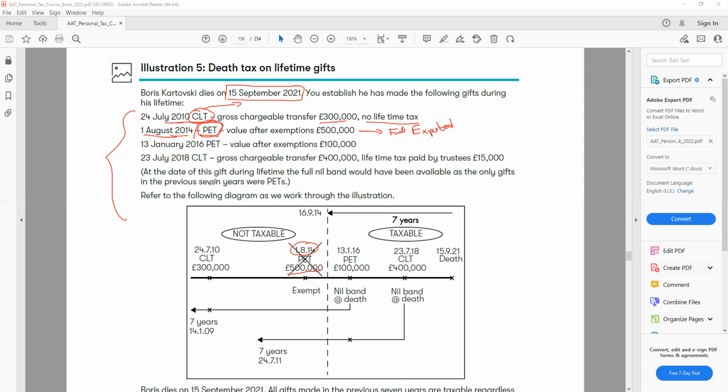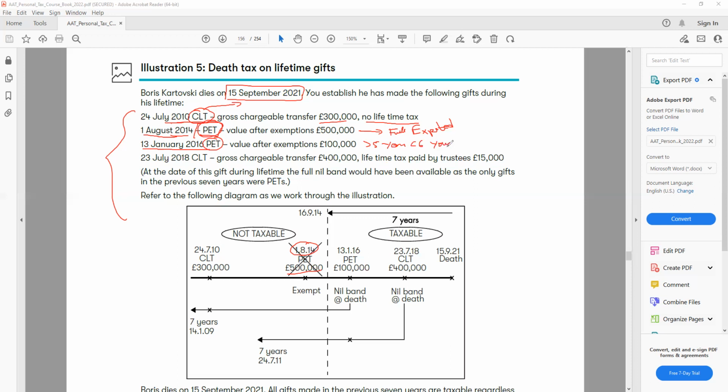Now the next one we have here is 13th of January 2016, a PET, again a PET. As soon as we see a PET, we have to check how many years from the date of the gift. From 16 to 21 it looks like less than 7 years. If we count 17, 18, 19, 20, 21, we can see it is more than 5 years but less than 6 years.